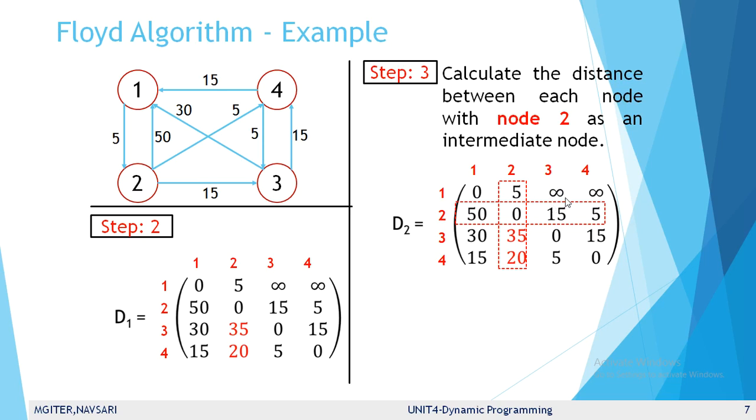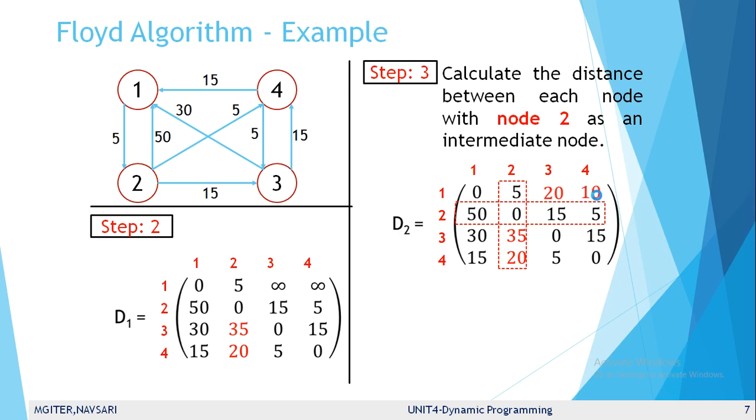First it is infinity, but we get the shortest distance via intermediate vertex 2, that is 20. Now for 1 to 4, at first it is infinity, but there is a chance to get a shorter distance via intermediate vertex 2. 1 to 2 is 5 plus 2 to 4, which is 5. So 5 plus 5 is 10. So we get the shortest distance via intermediate vertex 2, that is 10, and we update it here.